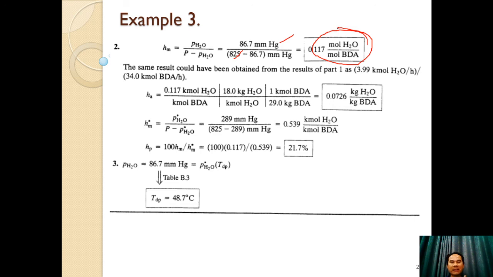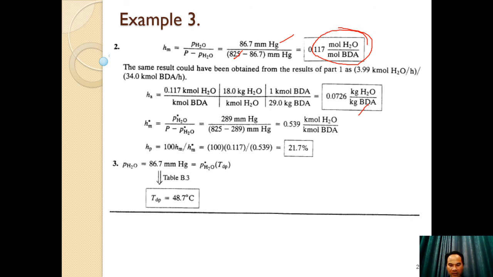The absolute humidity is the same as molar, but it also converts from mole to mass. In this case, you know 0.117 kilomole water per kilomole dry air. You change it by conversion from mole to mass by molecular weight. You multiply by the molecular weight of water and divide by the molecular weight of air. The molecular weight of water is 18 kilogram per kilomole, and dry air is 29 kilogram per kilomole. You get the absolute humidity.